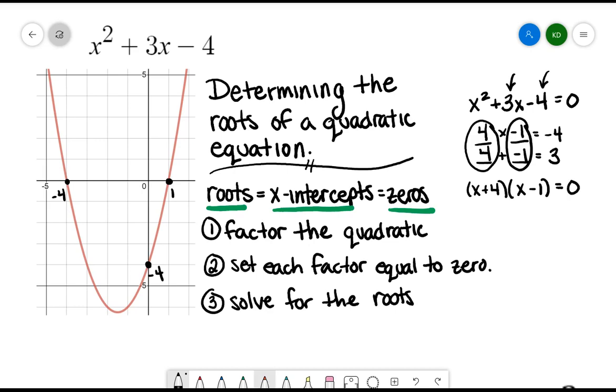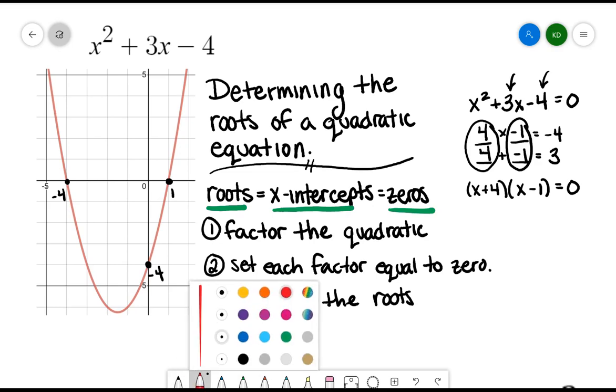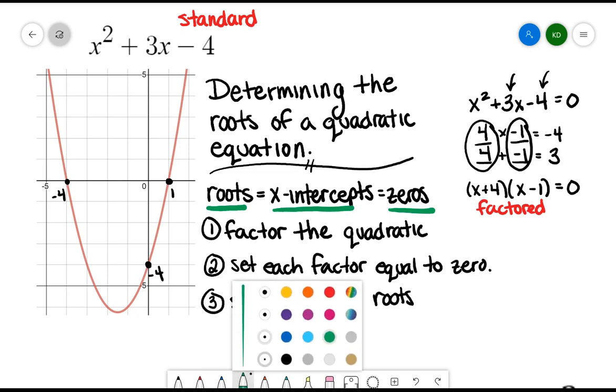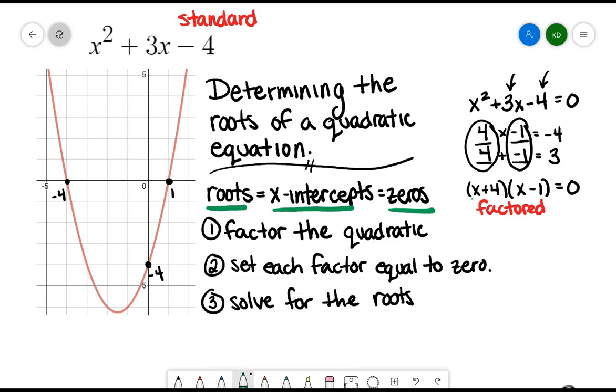So what I have here is I've now changed this into... So now what I've done is I've changed this quadratic from what's called standard form into what's called factored form. The reason it's called factored form is because you've now written this in factors. Your first factor is x plus 4, your second factor is x minus 1. Whatever is within these brackets is going to be considered a factor. So then let's set each factor equal to 0.